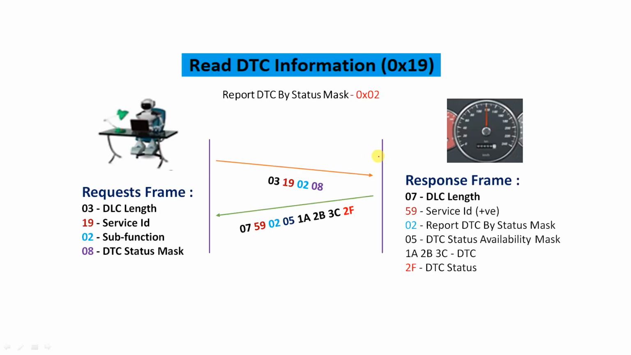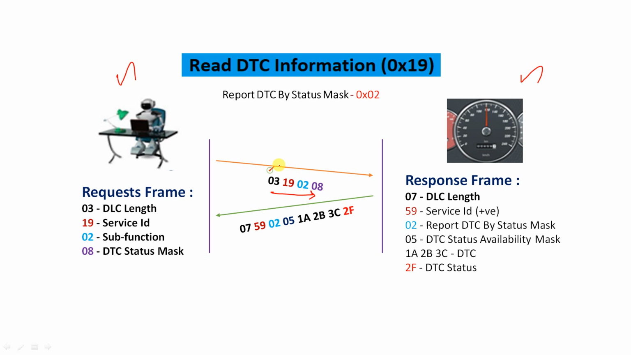All right, so let's start with this. The first, it's not a first subfunction literally, but we are taking this as the first subfunction to explain. This is a tester and this is an ECU. The tester has to send this request frame. Here the request frame starts with 03, which is nothing but the PCI length. So 1, 2, 3, 3 bytes of data we are sending.